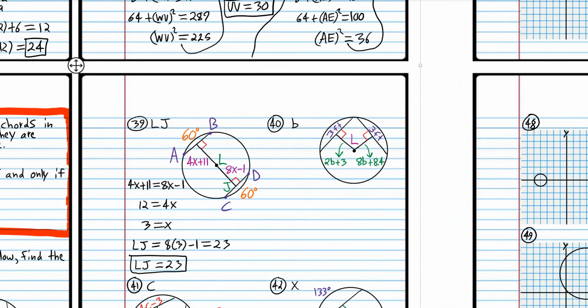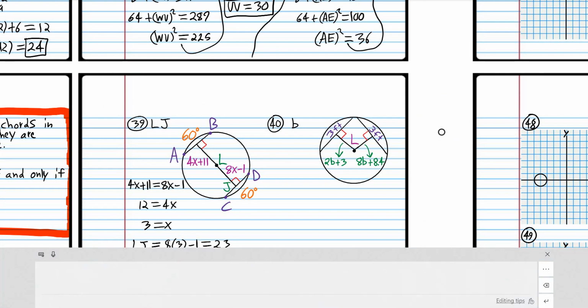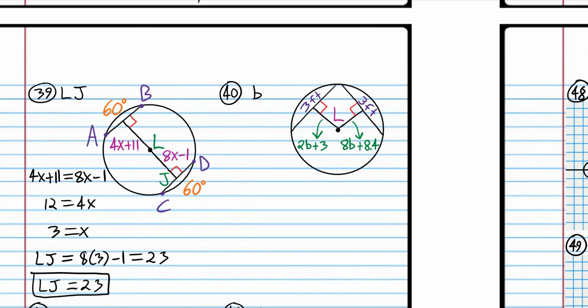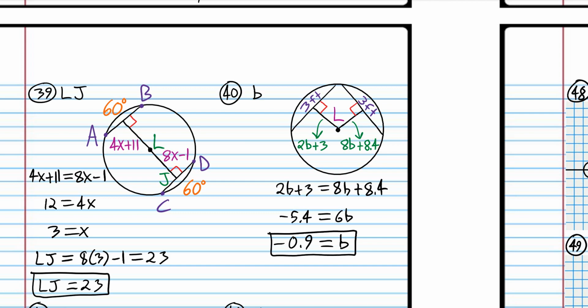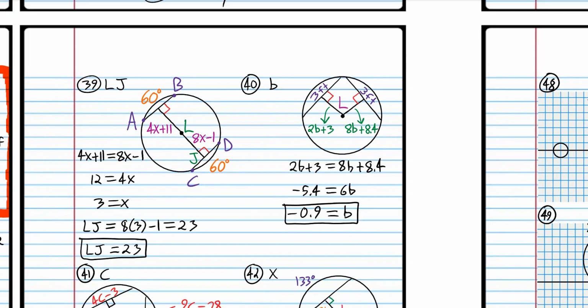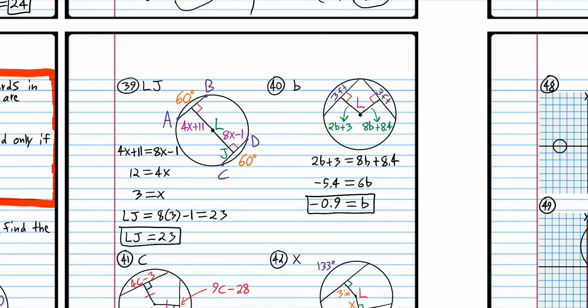All right, we're back. Notice that the chords are congruent. They have the same length. So that means that they're equidistant from the center, which means that 2b plus 3 must be equal to 8b plus 8.4. Subtract 2b from both sides, and we get 6b. Subtract 8.4 from both sides, and we get -5.4. Divide both sides by 6, and we get b is equal to -0.9. And that's it. Good job.